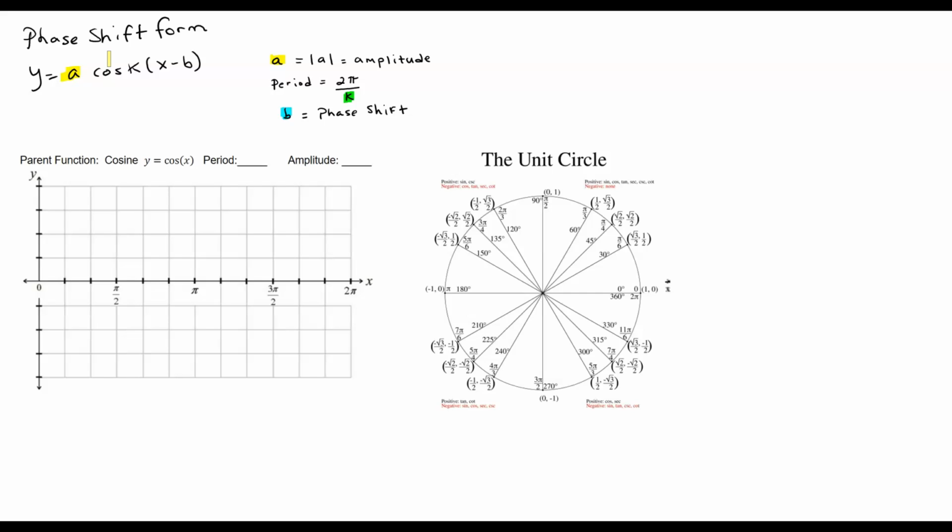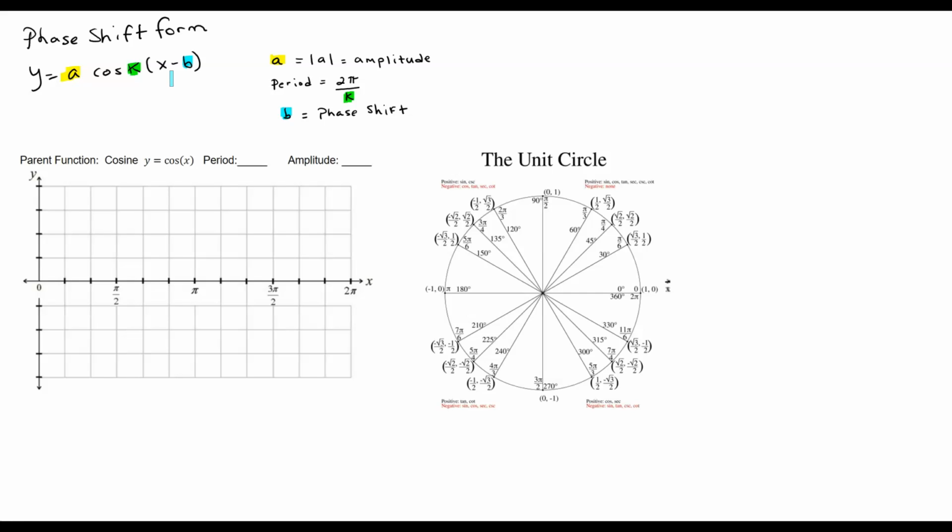The next thing we'll talk about is the period length. The period length of a cosine graph corresponds to how long it takes for a cycle of cosine to repeat. Now the period can be modified by this value k in the phase shift form. You would take the period 2 pi for the cosine parent and divide it by k. B corresponds to what we call the phase shift, and it will move opposite the direction of the sign.